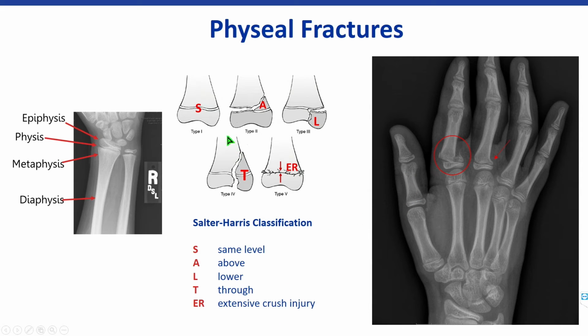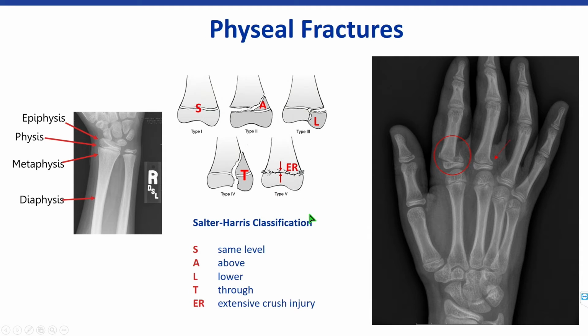Salter is the same level as for a type 1. The type 2 is the A, so it's above or in the metaphysis of the bone or involving the metaphysis. Below or lower than is underneath the physis where the epiphysis is, and then through encompasses both the metaphysis and the epiphysis through the physis. And then the type 5, which is a rare finding, is really more of a crush injury.